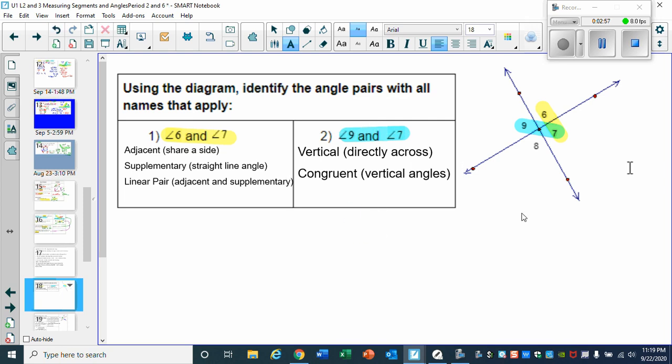Now, first thing we're going to talk about, types of angles in a diagram. Highlighted in yellow, 6 and 7. Both are adjacent. They share a side or a ray. Both supplementary because the sum of 6 plus 7 is 180 degrees. And since they're both adjacent and supplementary, 6 and 7 form a linear pair. 9 and 7 are directly across. That means they're vertical angles. Since they're vertical angles, they're automatically congruent.